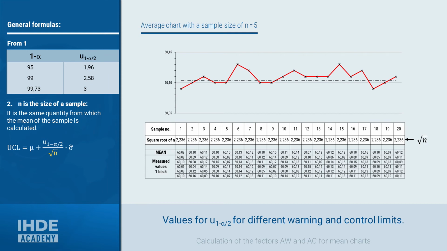Now we come to the expression square root of n. N is the number of measured values of a sample. The sample size in the control chart shown on the right is 5. The square root of 5 is 2.236.